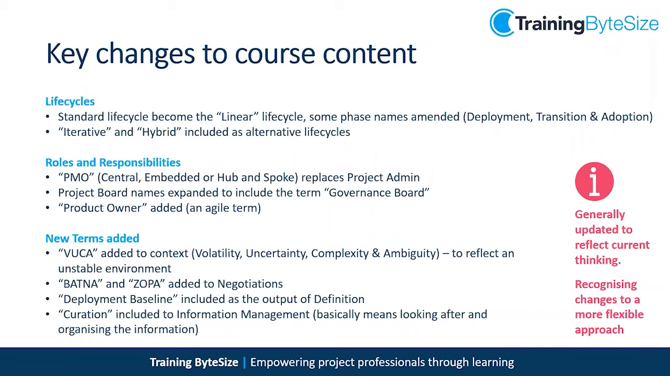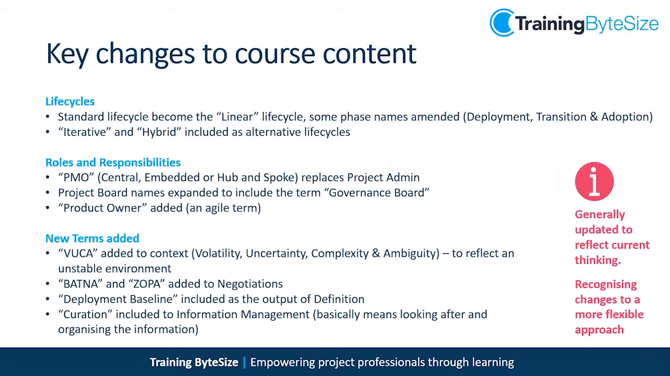Roles and responsibilities has had Project Management Office added in, which replaces project administration. There are three types of PMO: central, embedded, or hub and spoke. Project board names expand to include the term governance board, and product owner, which is an agile term, has been added to discuss how someone owns a product as part of an iterative life cycle.